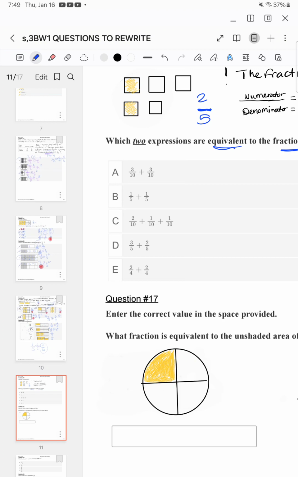So let's check here, and let's solve this. 3 plus 3 is 6, the denominator stays the same. 1 plus 1 is 2, the denominator stays the same. And I see we got 10s here, we got 5s. Here, all of them are 10, so that means our denominator will stay as 10. And 2 plus 1 plus 1, that's going to be 4 tenths. And here, 3 times 2 is 5. My denominator stays the same. And 5 divided by 5 is always equal to 1. Again, 2 plus 2 is also 4. And again, that's equal to 1.